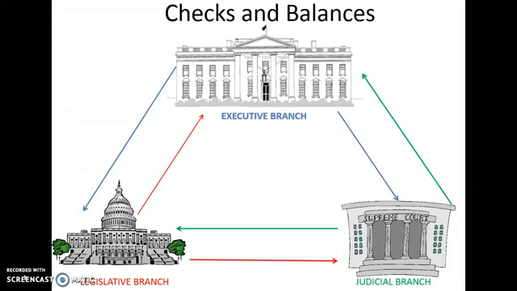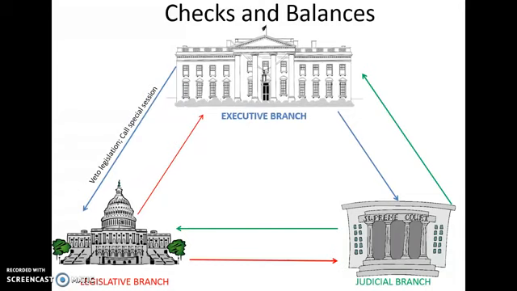So here's a diagram. This is going to be a really familiar diagram, so make sure you use it a lot and don't forget it and basically memorize it. When these branches check on each other, the executive branch can veto legislation. That means basically if the legislative branch makes a law that the governor doesn't like, the governor can say, nope, I'm going to veto it. I don't want it to become a law.